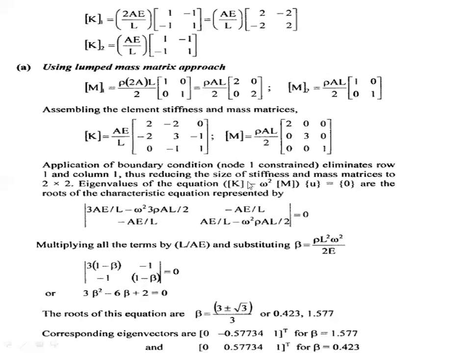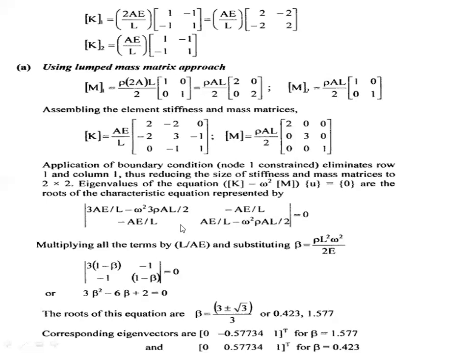Once you do the multiplication of k minus omega square m, the determinant has the terms 3AE/L minus omega square 3 rho A L/2, and minus AE/L; minus AE/L, and AE/L minus omega square rho A L/2, and the det is equal to 0. Why? Because this is a 2 by 2 matrix minus a 2 by 2 matrix, you get only a 2 by 2 matrix, and the determinant of this 2 by 2 matrix will become 0. Now let us multiply all the terms by AL by AE.